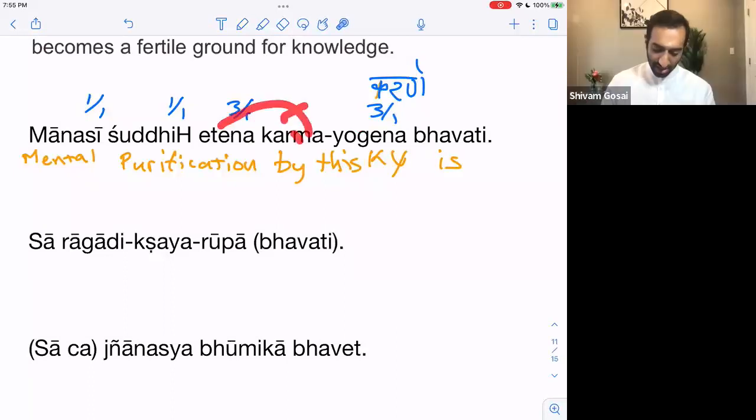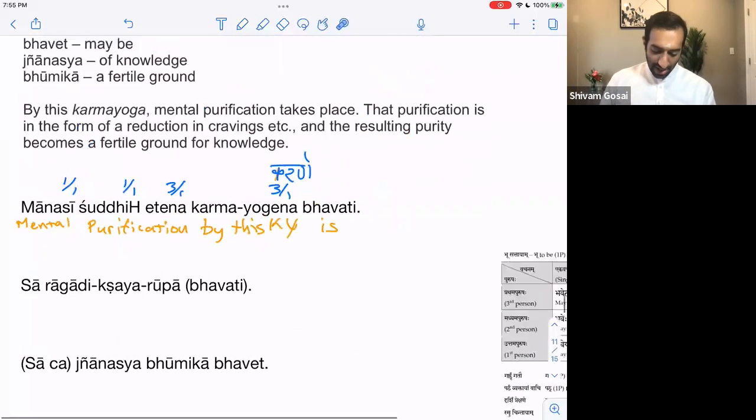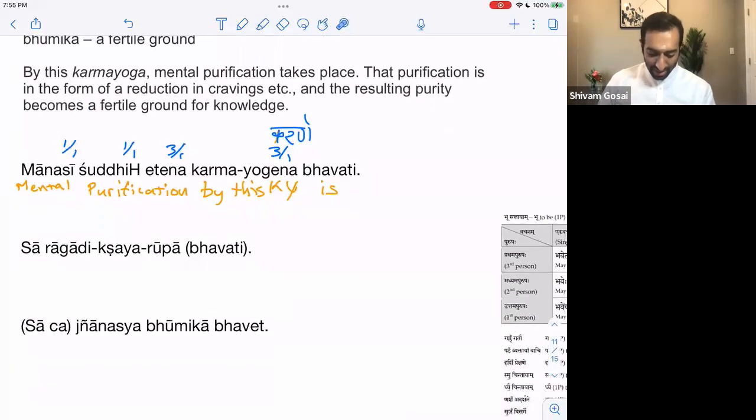And these are samanadhikarana, right? Etena karma yogena. Okay. Now, to clean this up, we could say mental purification takes place by this karma yoga. The author writes, by this karma yoga, mental purification takes place. Just to make it more English prose.